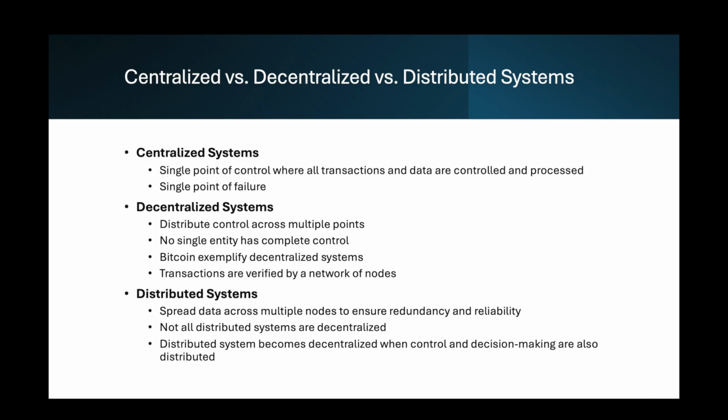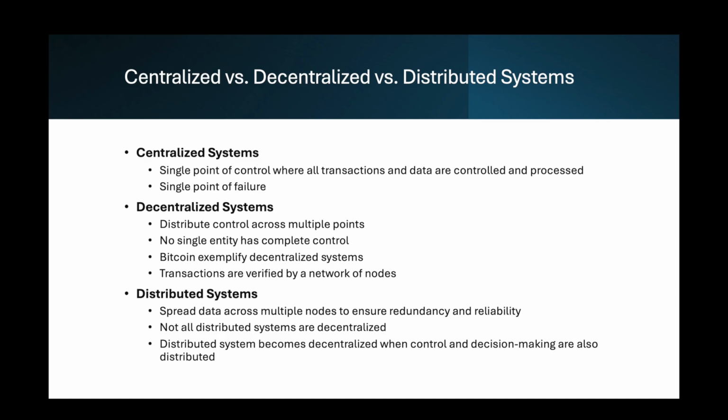Decentralized systems, in contrast, distribute control across multiple points. No single entity has complete control, reducing the risk of a single point of failure. Cryptocurrencies like Bitcoin exemplify decentralized systems, where transactions are verified by a network of nodes rather than a central authority.